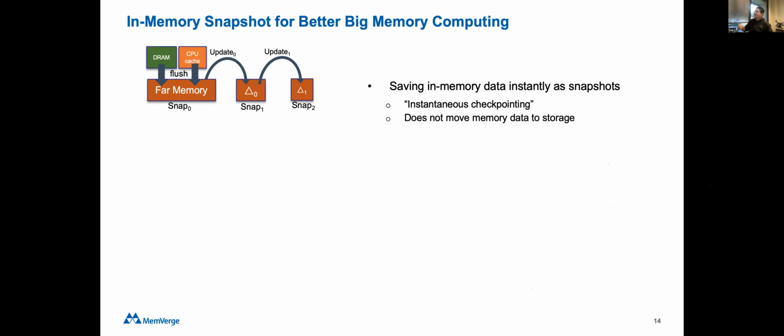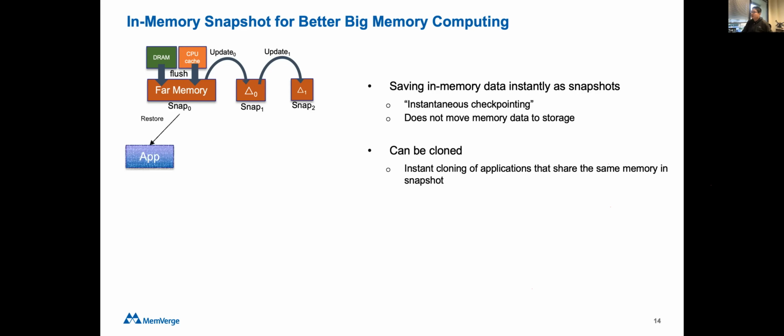It's just like how the OS handles the fork. You do the copy-on-write, and then you can persist the delta in another page and so forth. With this kind of algorithm, you can save the in-memory data instantaneously as snapshots. To make a snapshot, we don't need to move the memory to the storage. Of course, it's not persistent, but we can trigger a background process if you want to back it up in the storage. But that's asynchronous, and the application can continue working during this period.